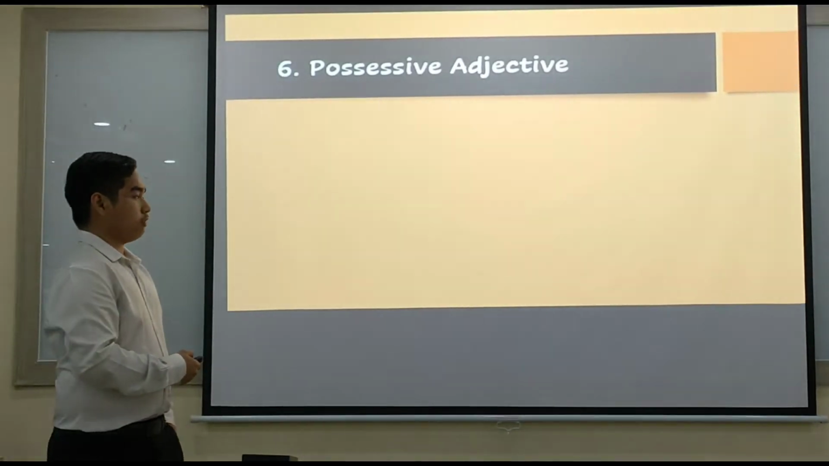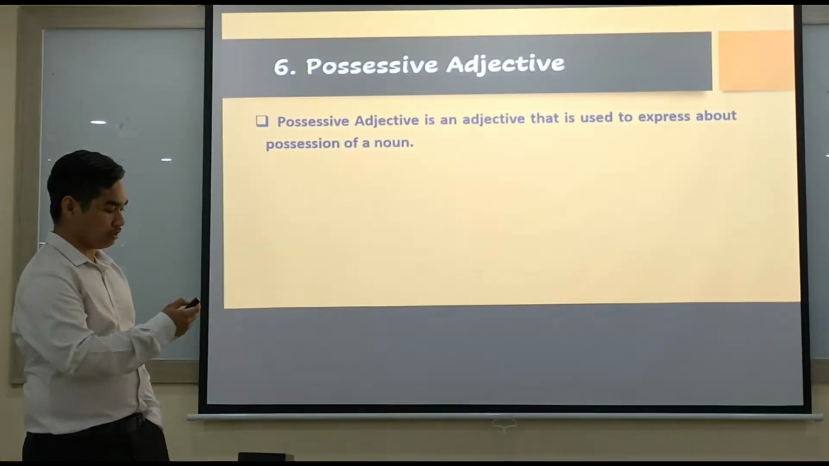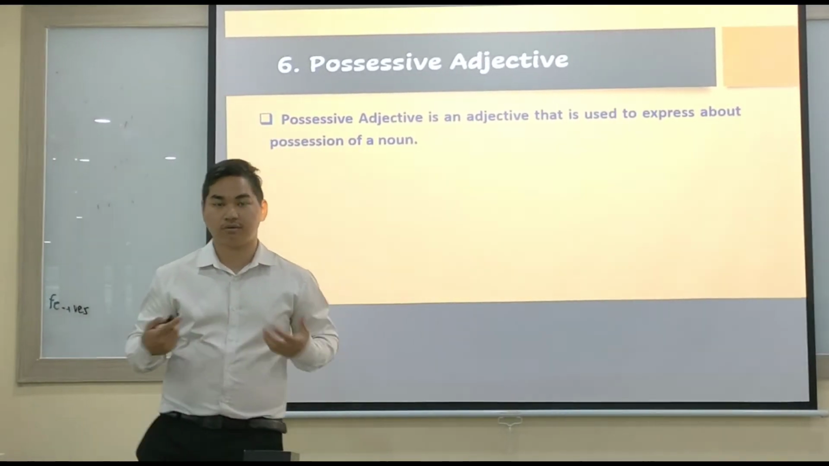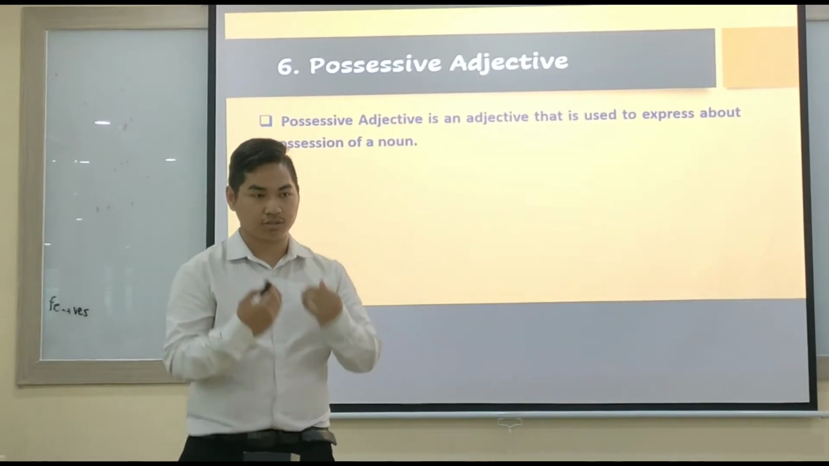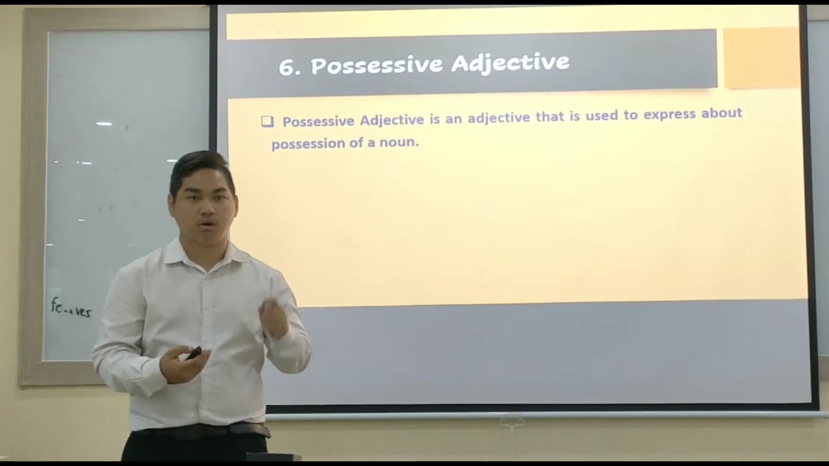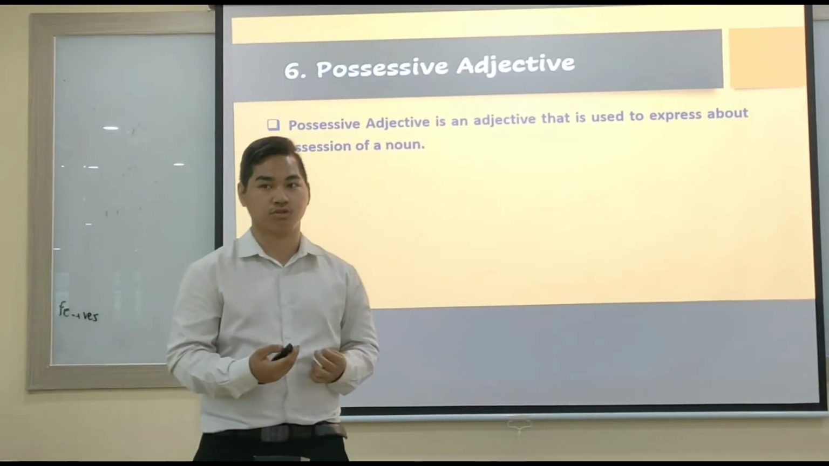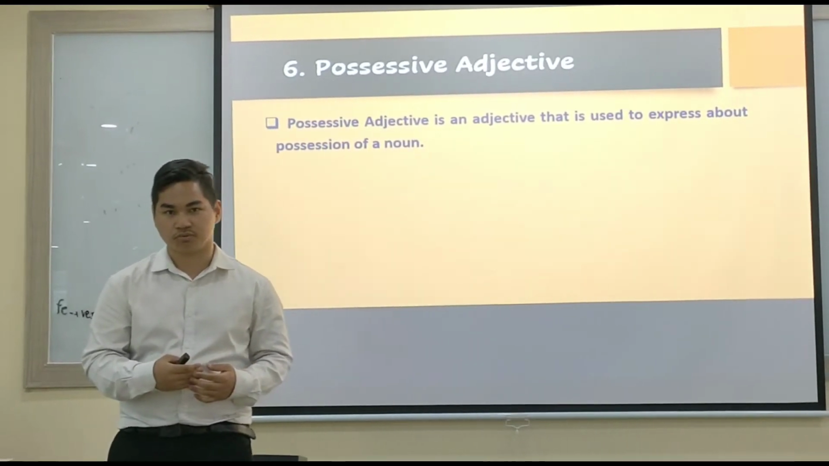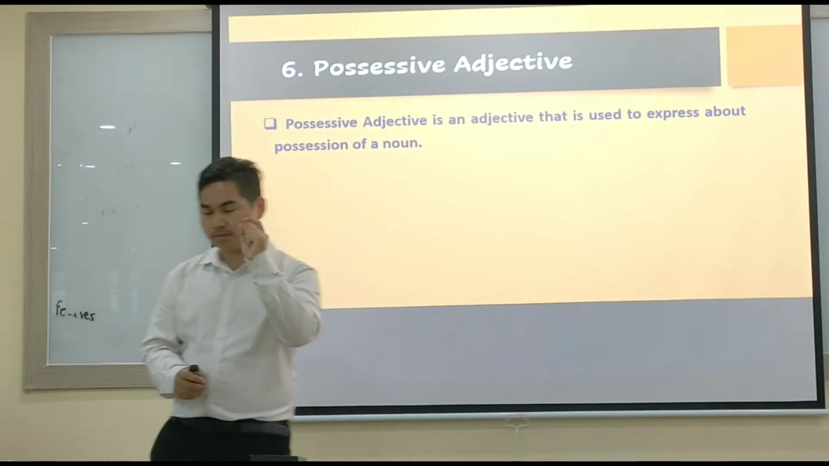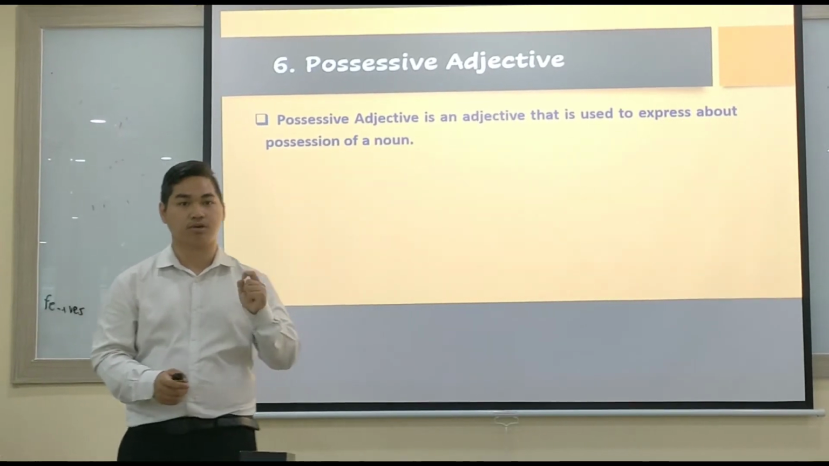And the last type of adjective is the possessive adjective, used to talk about our possession, to talk about the ownership. Who do the things belong to? For example, who do the books belong to? Who does the box belong to? So that is the point of the possessive adjective that we are talking about.